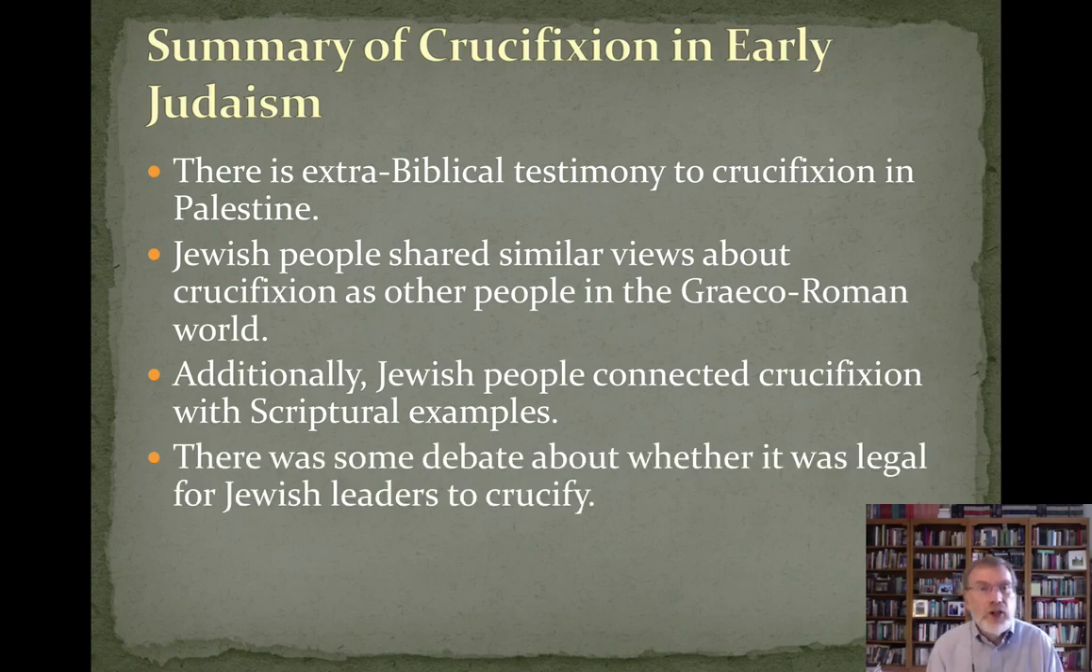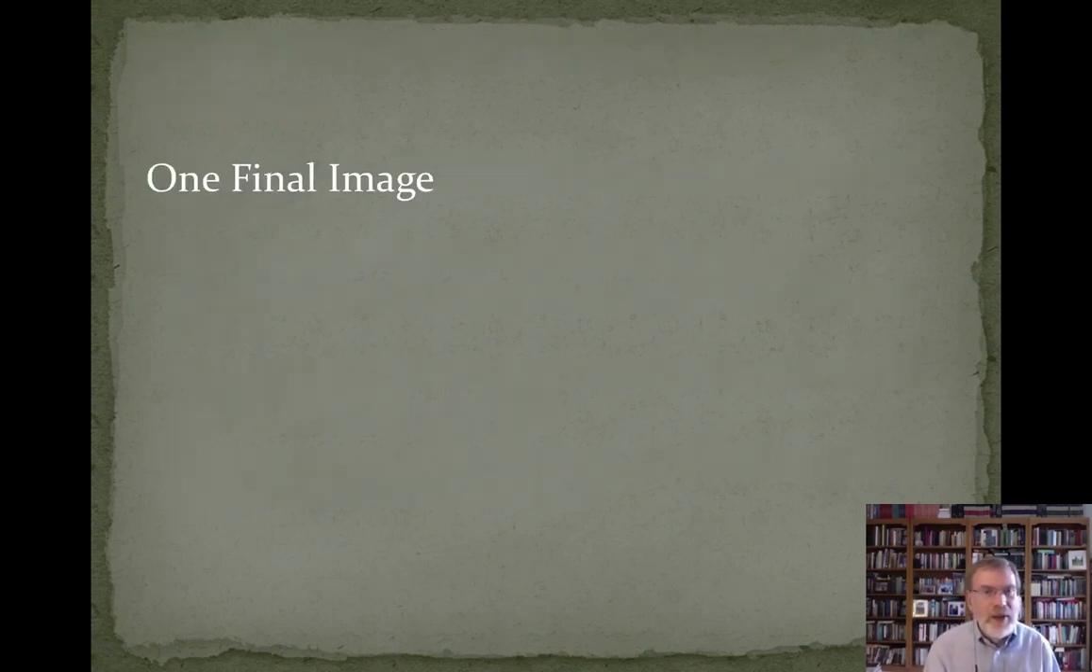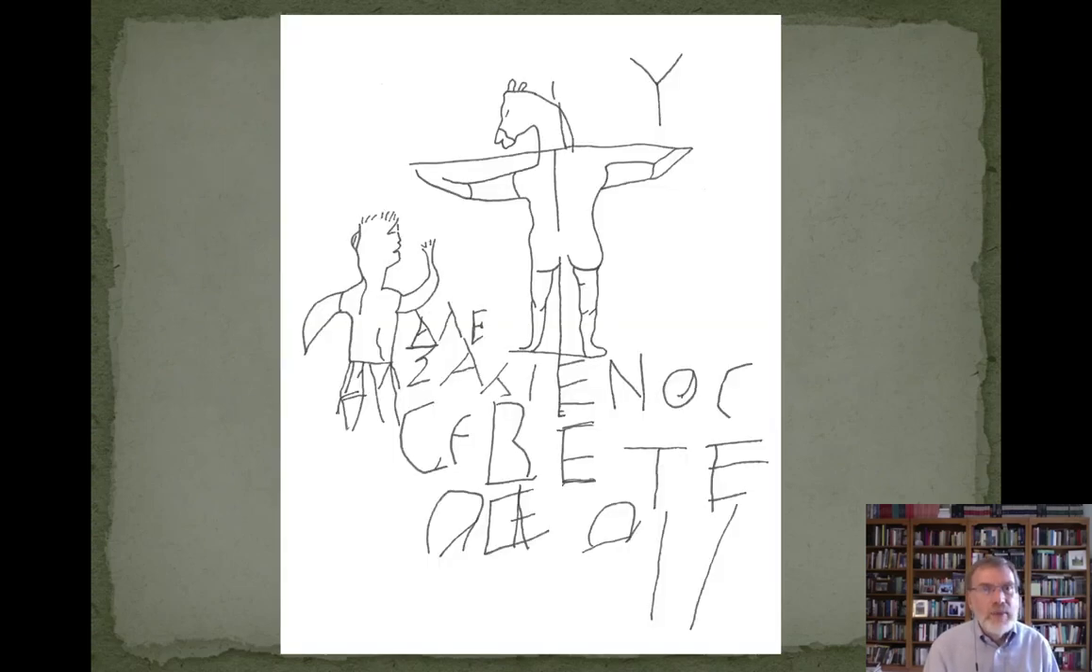Now, if I can show you one last thing, by the way, there's one other thing here which I've not taken the time to cover because I'm already over my 10-minute allotment here. There was a debate about whether it was legal for Jewish leaders to crucify. I have a whole section on this. I can point that out to you if you show up for our Q&A time, we can talk about that further. But let me show you one final image. I've shown it to you before. This was found on the Palatine Hill in Rome.